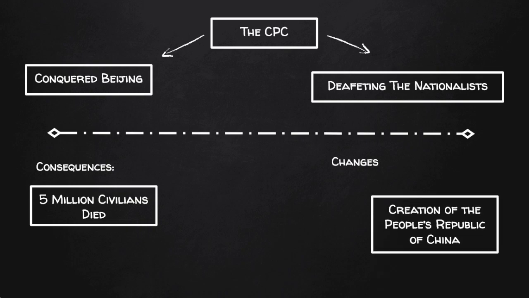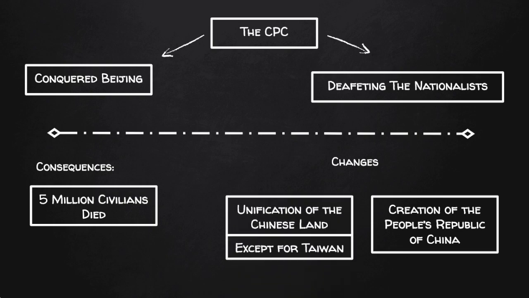Other changes include, most notably, the creation of the People's Republic of China, and with this came the changing power and ideologies inside the country. Another significant change was the unification of the Chinese land, since the country was no longer politically divided. However, China, to this day, does not have complete control over Taiwan.